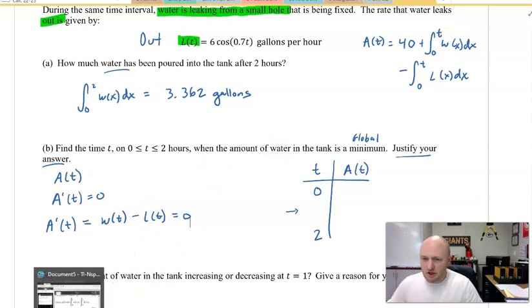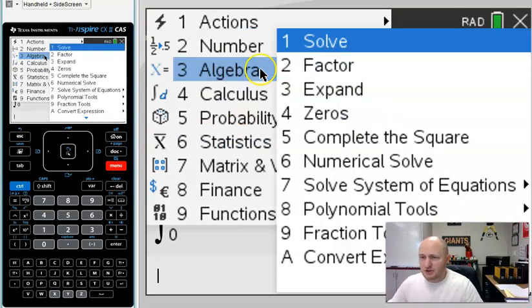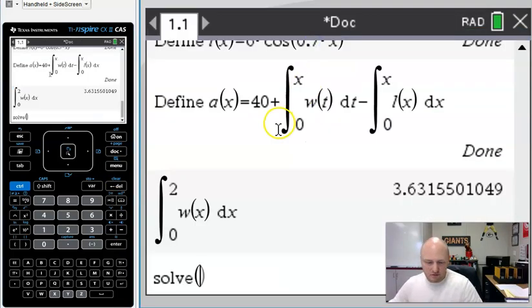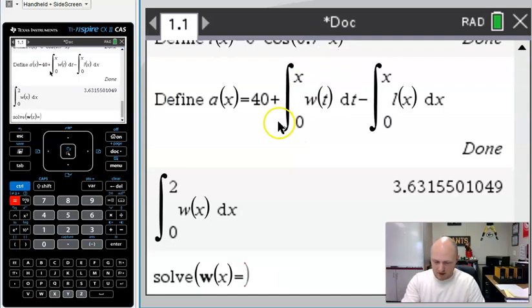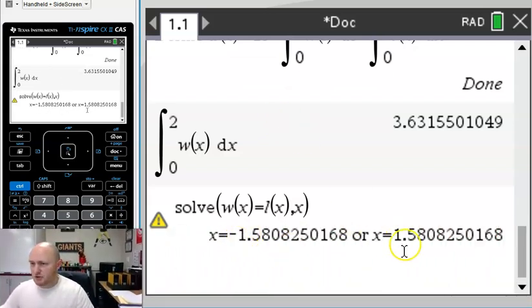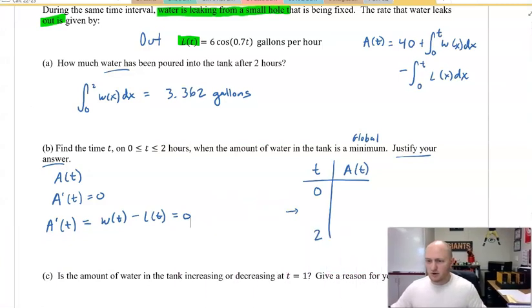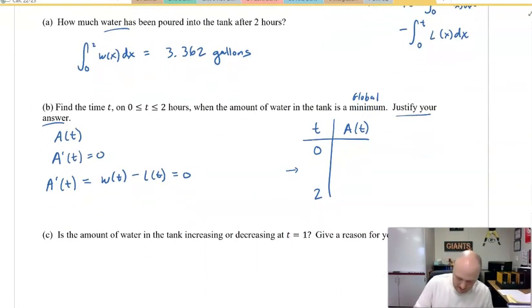So there are a couple of ways you can do this. One is to just ask your calculator to do some algebra for me. Will you solve where W of x is equal to L of x for the variable x? And it says sure. It intersects at two locations, it looks like, here, 1.581. Okay, so I can say t equals 1.581, and that is my value.